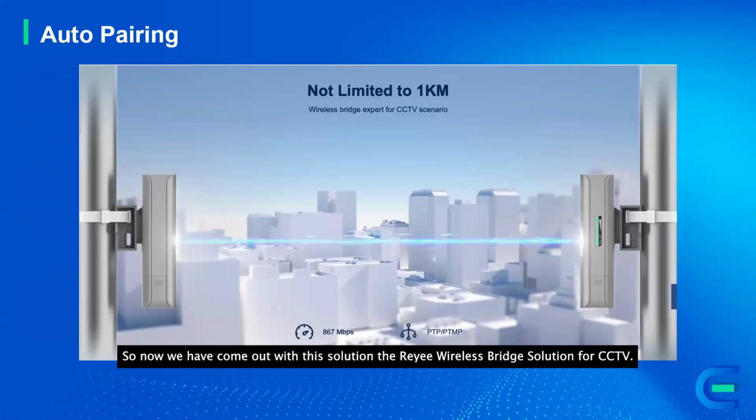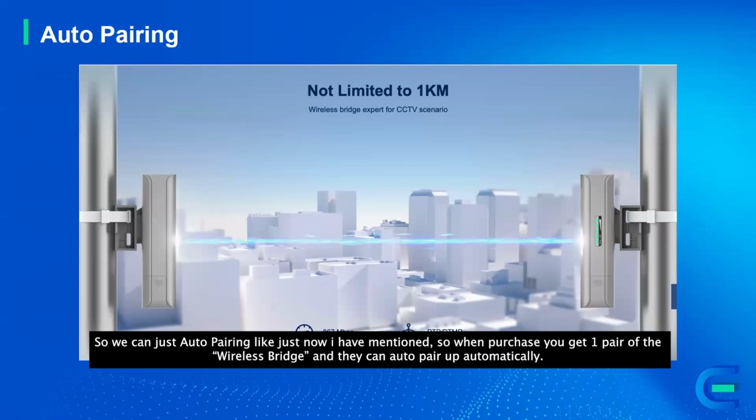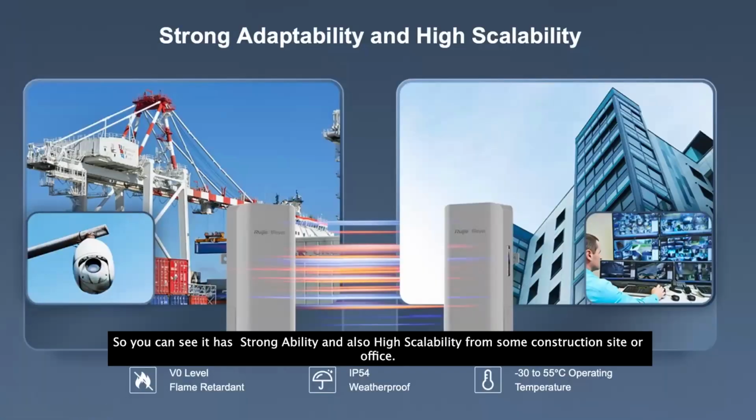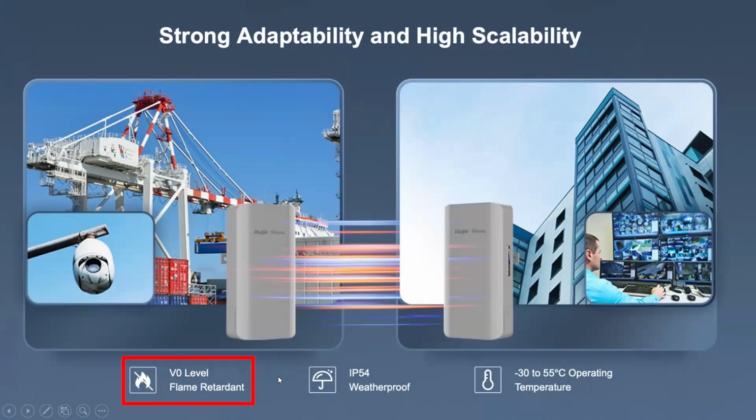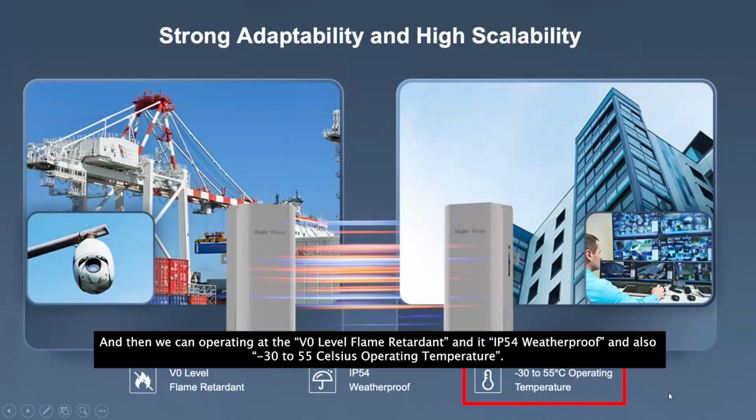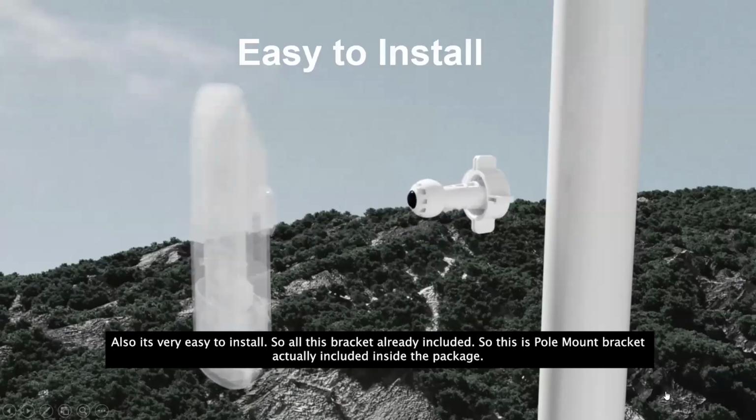Yeah, so now we have come up with this solution, the Reyee wireless bridge solution for CCTV. It has auto pairing. As I mentioned just now, in purchase you get one pair of the wireless bridge, then they can pair up automatically. You can see we have strong adaptability and also high scalability, from a construction site to your office. It operates at a V0 level flame retardant, it's weatherproof, and has a negative 30 to 55 degrees operating temperature. And it's also very easy to install.